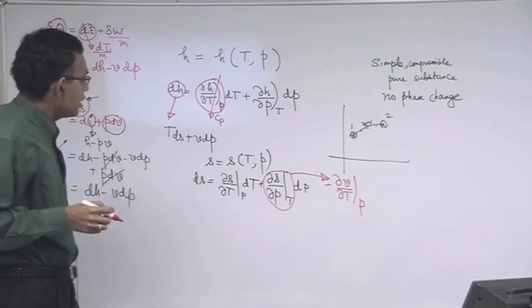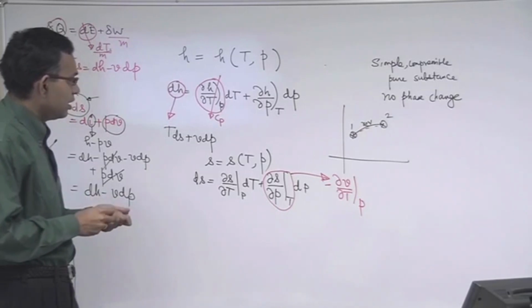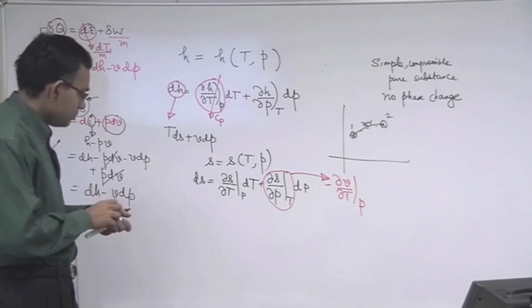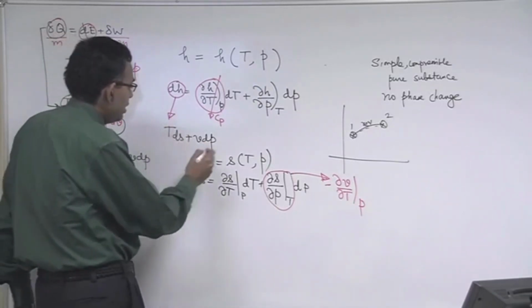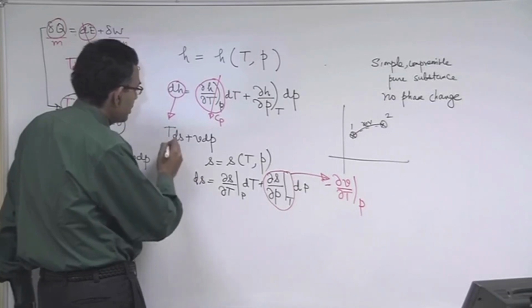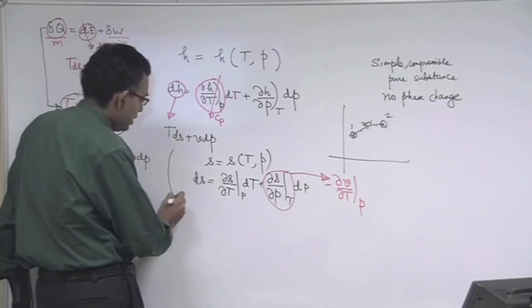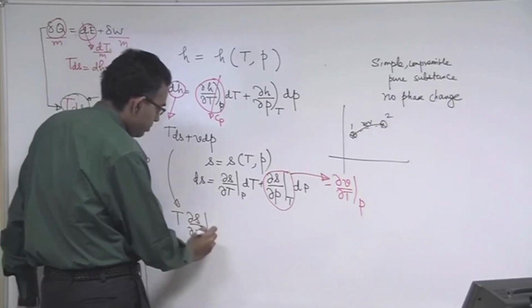So, now let us do the simplification. You can write in place of dH, TdS plus VdP. So, that means this is T del S del T at constant pressure dT.